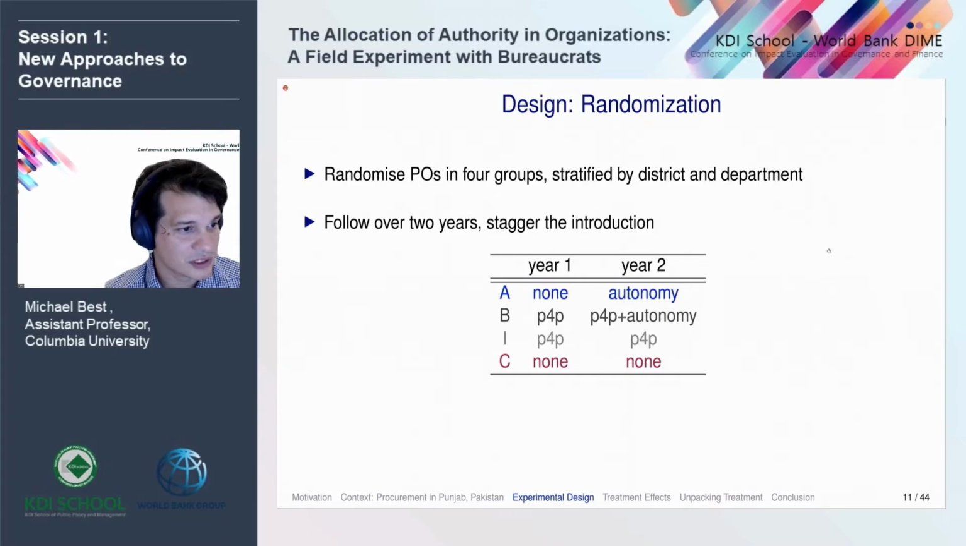So in the first group, nothing happened in the first year, and in the second year, they get the autonomy treatment I just described. In the second group, they get the incentive treatment, pay for performance, in the first year, and then in the second year, they get the combined treatment. They're going to get both pay for performance and the autonomy treatment. The incentives group gets the incentive treatment in both years, and then there's a control group that gets nothing.